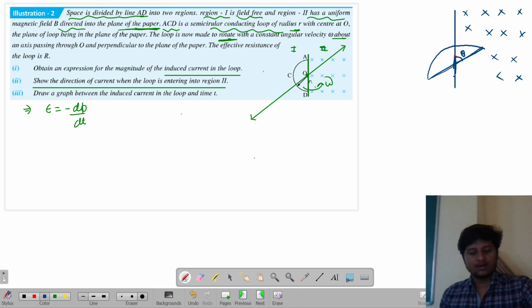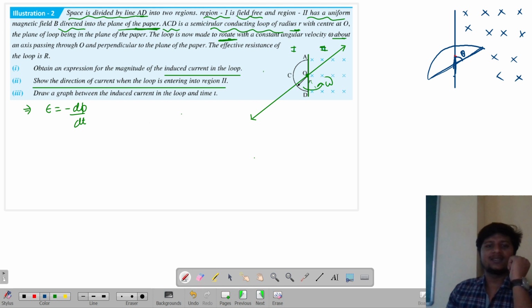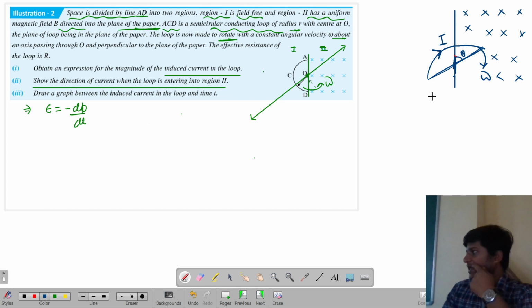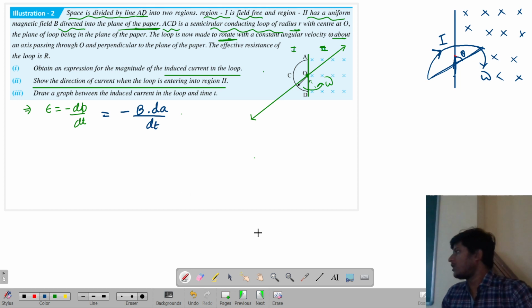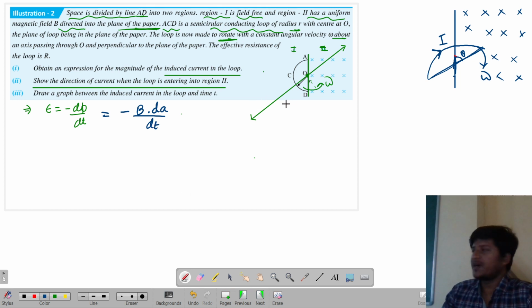If you have such an angle theta, and it starts to rotate with angular velocity omega, what will develop in this loop? Some current I will develop. How much current will be developed? You have to calculate that. So as we know, EMF is equal to what? Minus d phi by dt. This will be equal to minus of B dot dA divided by dt.